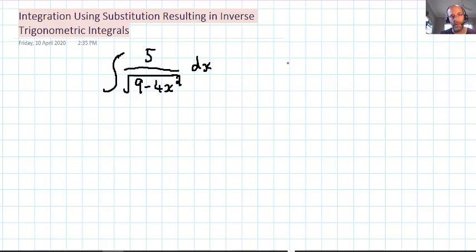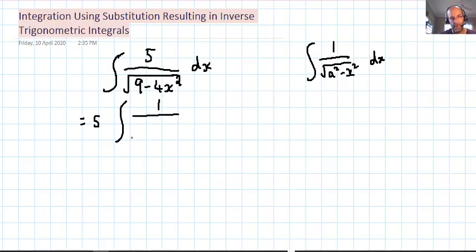squared. And one thing we can do first is, most of those inverse trig equivalents involve 1 on the numerator, especially sine inverse and cos inverse do. So let's see if we can get it into the form 1 over the square root of a squared minus x squared. Take the 5 out the front. Yields this.